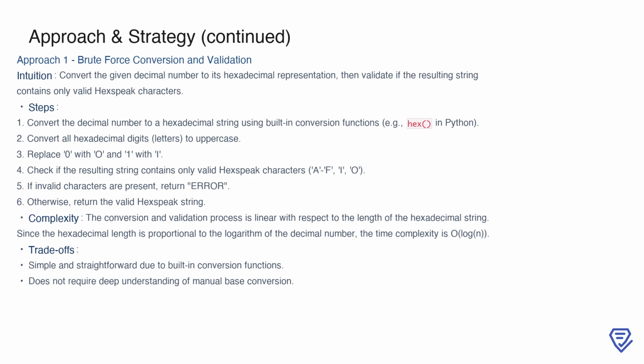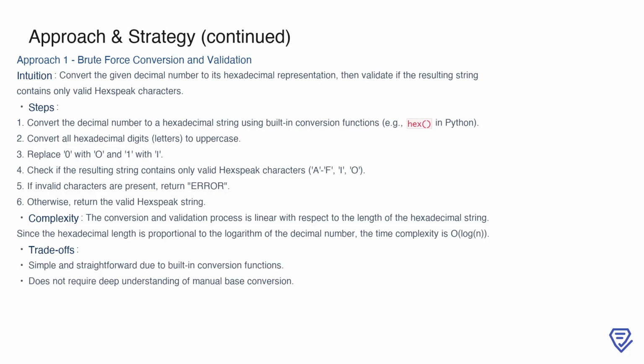The idea here is to rely on built-in functions to convert the decimal number into its hexadecimal representation and then validate the resulting string. First, we convert the decimal number into a hexadecimal string using a function like hex in Python. Next, we ensure all letters in the hexadecimal string are uppercase, which aligns with the Hexspeak format.